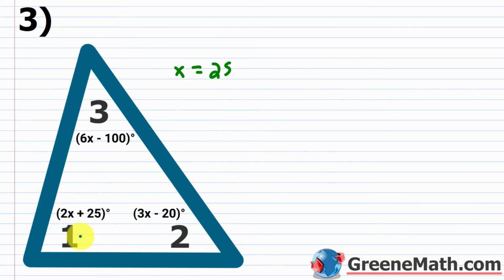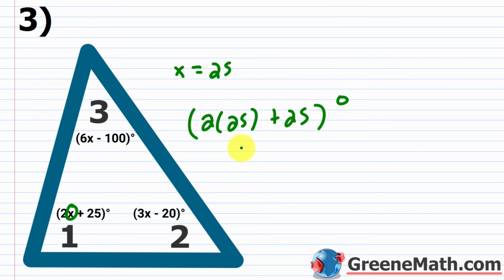So for angle 1, if we think about the measure, we have 2x plus 25, that quantity degrees. So just plug in a 25 here. So 2 times 25 plus 25. Again, this quantity degrees. So 2 times 25 is 50. 50 plus 25 is 75. So this is 75 degrees. So I'm just going to put 75 degrees right there for the measure of angle 1.